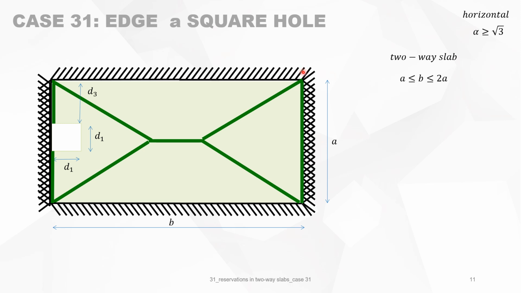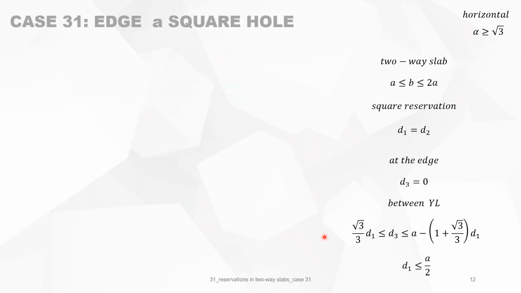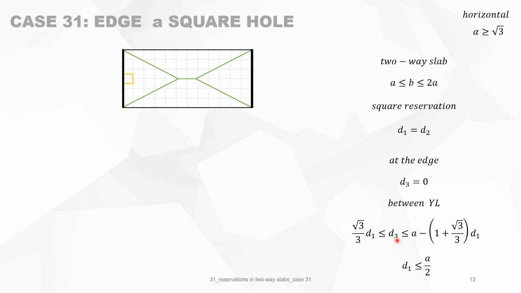First condition: it must be a two-way slab, so B must be between A and 2A. It's a square reservation, D1 is equal to D2. It's a reservation at the edge, so it means that D4 here is 0. And this reservation is between the two yield lines mentioned here, so those are the boundaries of this reservation. We put in here the values of S1 to S4. And of course, D1 must be smaller than A over 2.